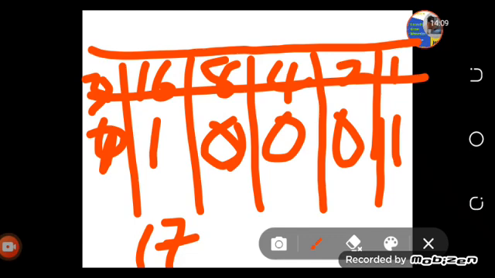Do you understand it? And this is exactly how this is. If you take other numbers, you can do the same thing. So this is a brief introduction to the binary system.